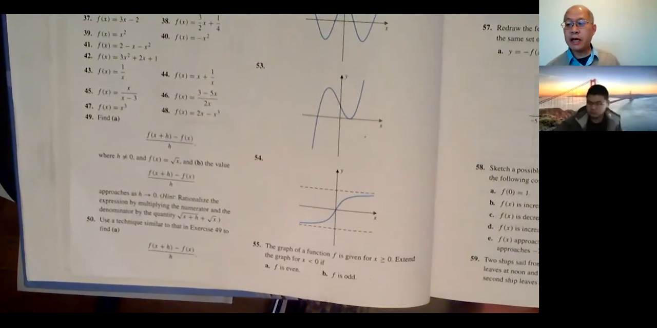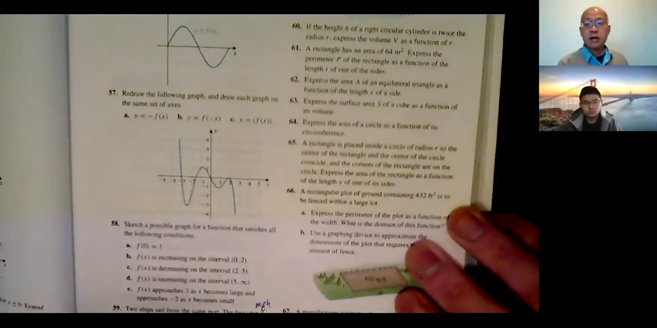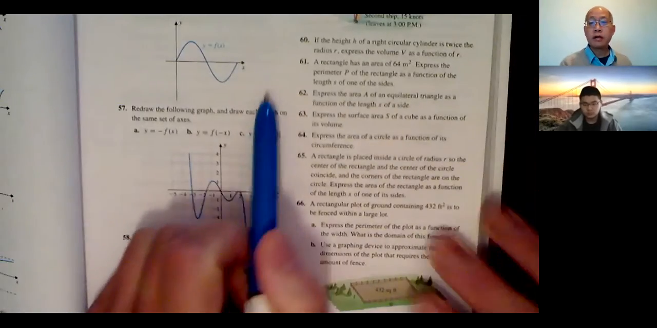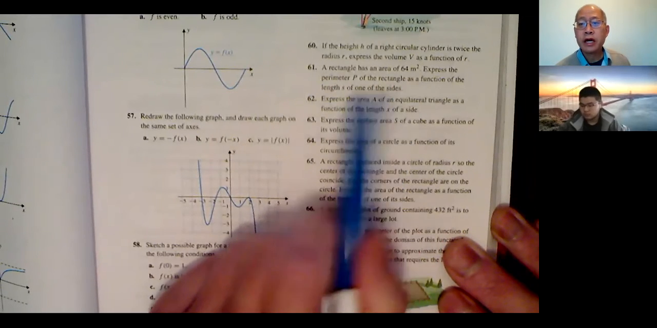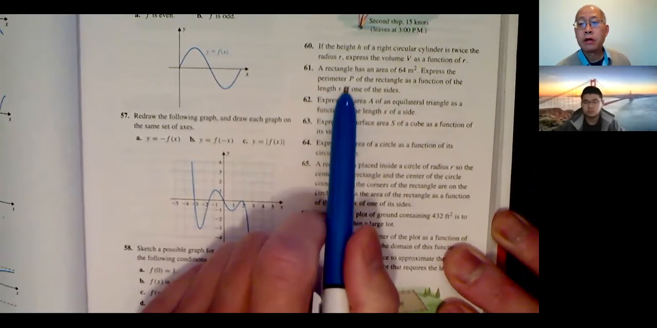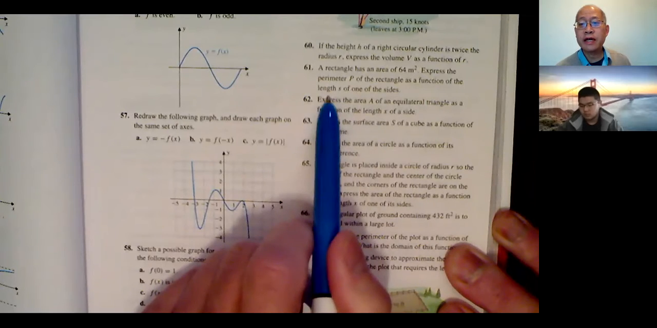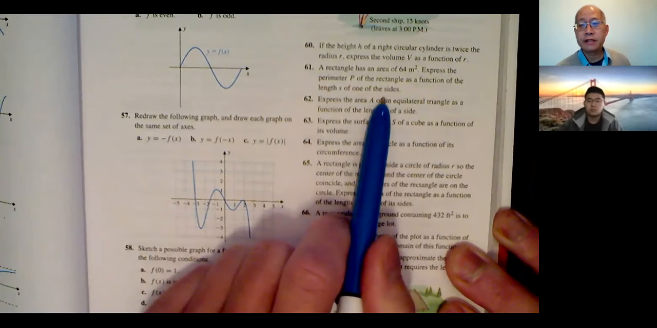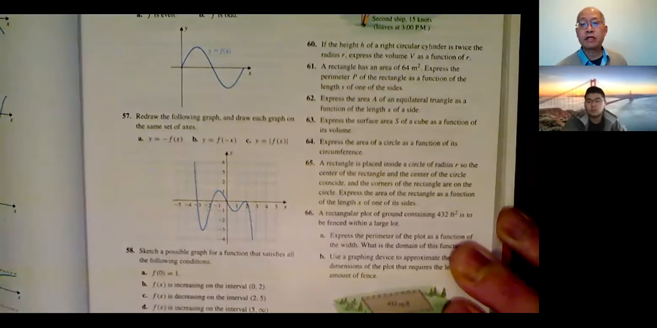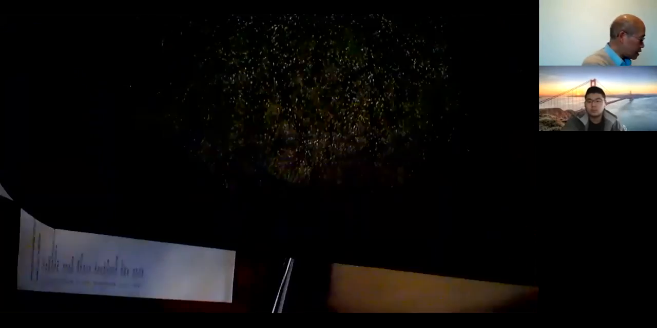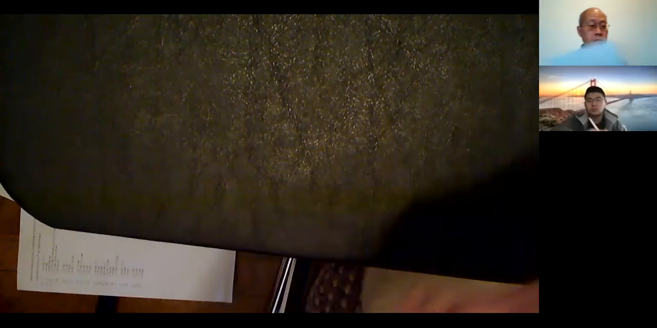Okay, and now at the end, you have some word problems. So let's look at some of those, like 61. A rectangle has an area of 64 square meters. Express the perimeter of the rectangle as a function of the length x of one of the sides. Okay, so area 64, express the perimeter as a function of one of the sides called x. So I'll show you how to do that now.